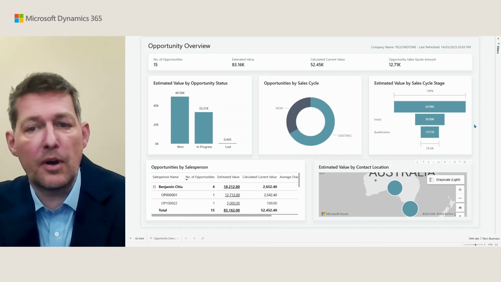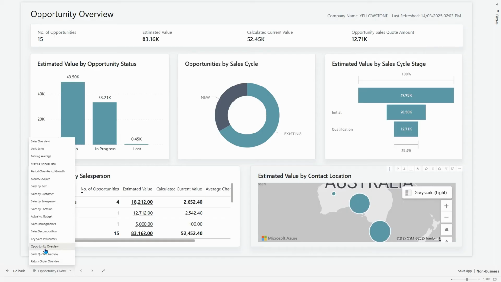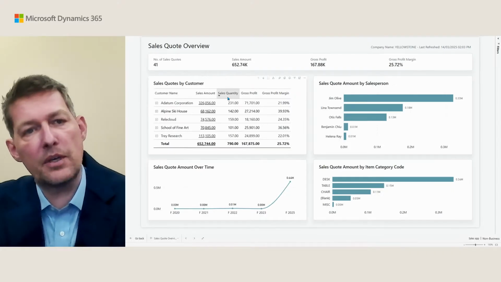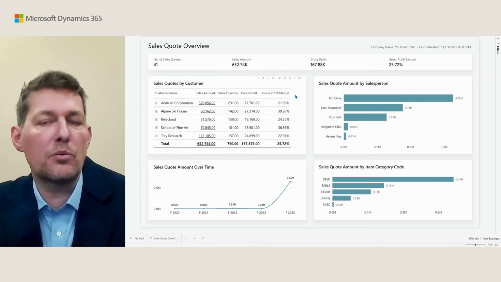Let's move on and look at some sales quote analysis. So I'll just pick the sales quote report here, sales quote overview. Again, you see the same pattern, some KPIs in the top. But now you can dive into sales quotes by customer, including an idea about what profit this particular quote would actually give. So not only focusing on the sales amount and how much we sell, but also what would be the profit from this quote.